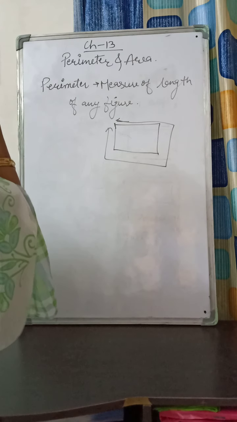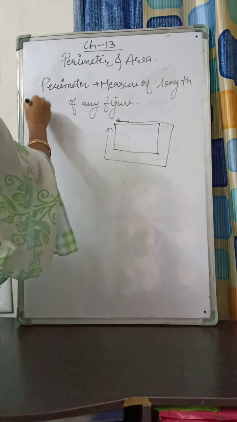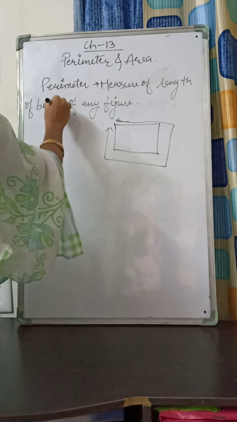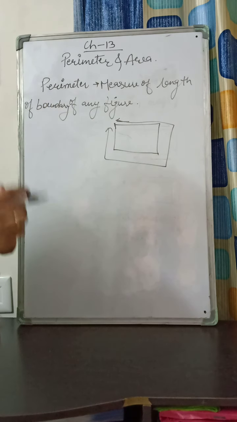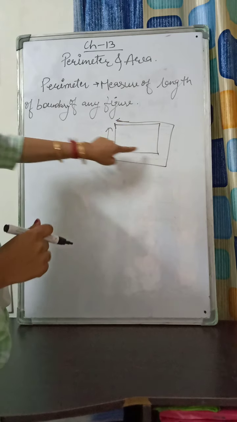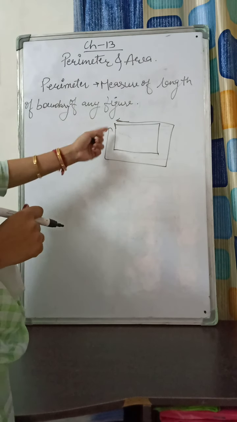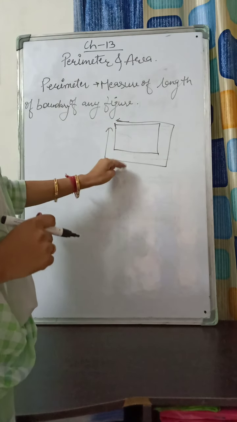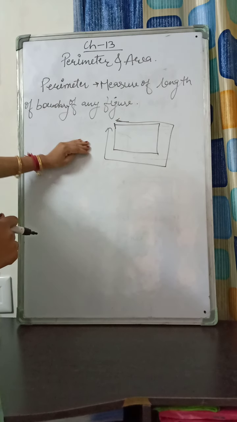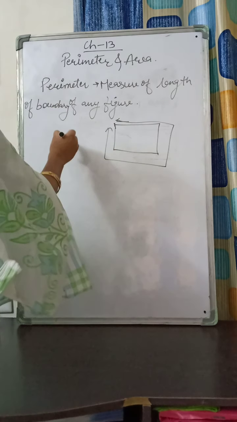Or in another form we can say that the measure of length of the boundary of any figure. That means this is the boundary of the figure and we are measuring the outer length of the figure. So this is the perimeter of any figure.